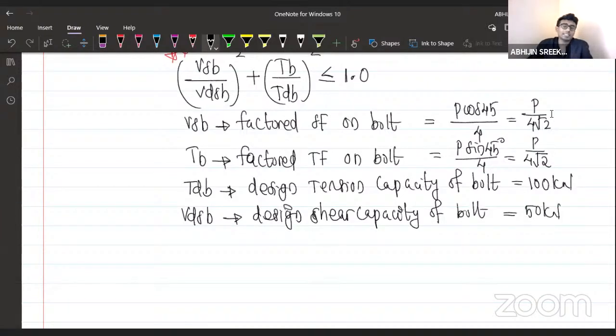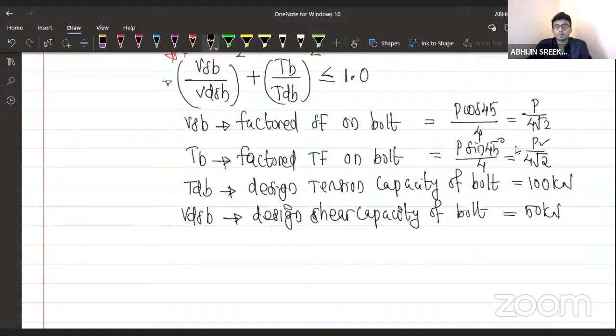Yes. Now all the things are available in front of you. What are we asked to calculate? We are asked to calculate this P value. How to calculate it? Get all the details in this equation. Put all the values here in this equation. Get me the value of P.